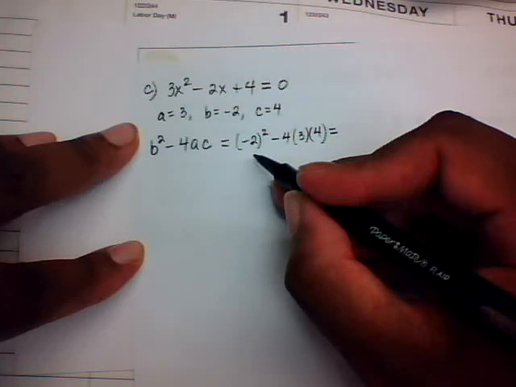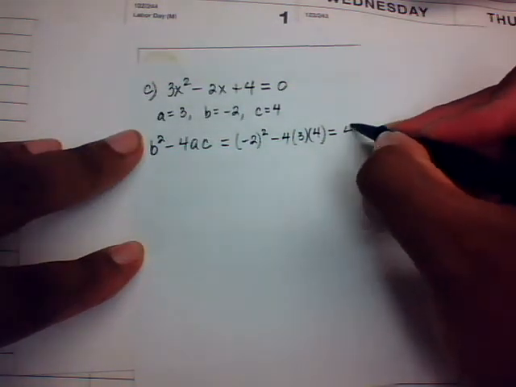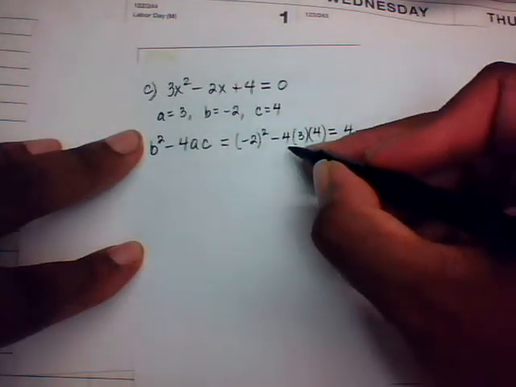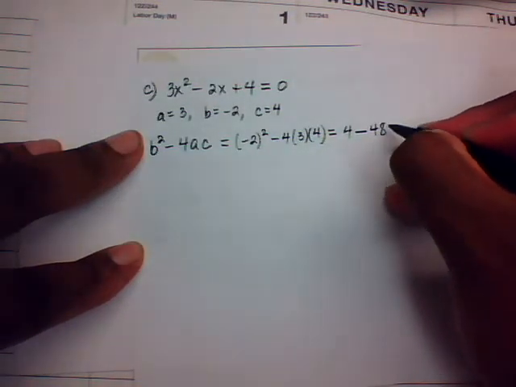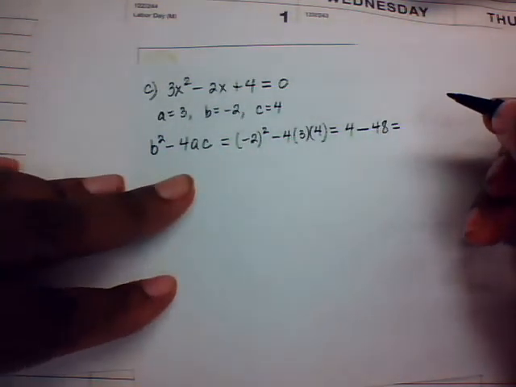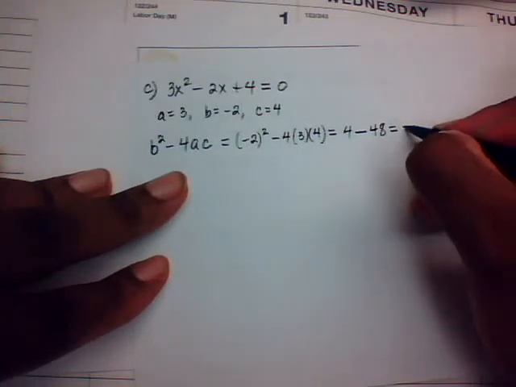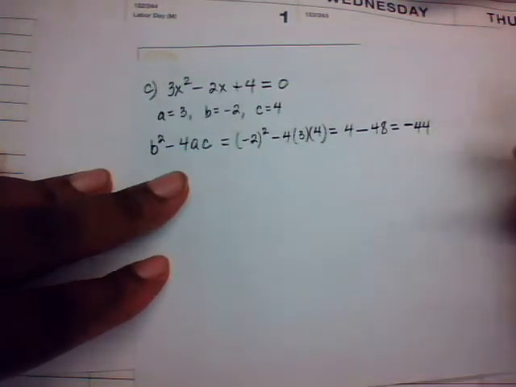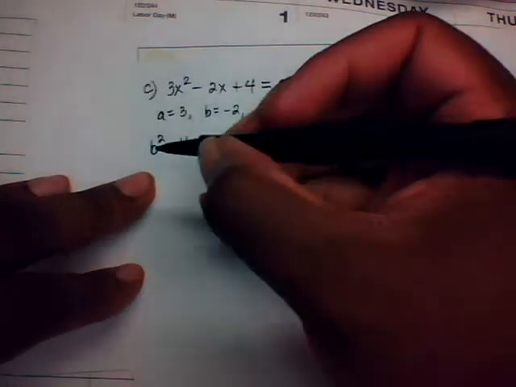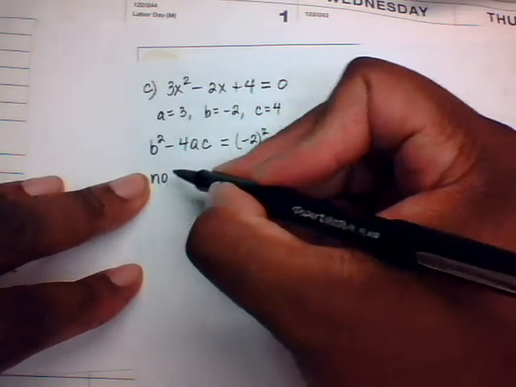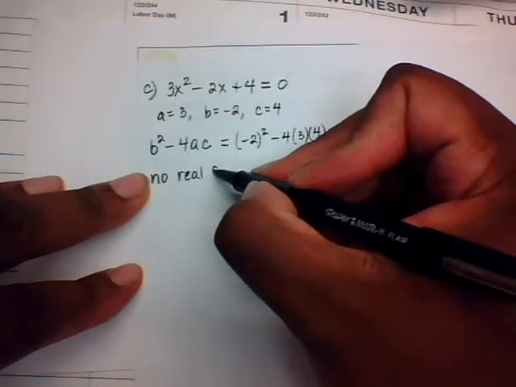-2 squared is -2 times -2, which is 4, minus 4 times 3, which is 12, times 4, which will be 48. So now you have 4 minus 48. That's -44. In this case, -44 is less than 0. It is negative, so that means for this quadratic equation you will have no real solution.